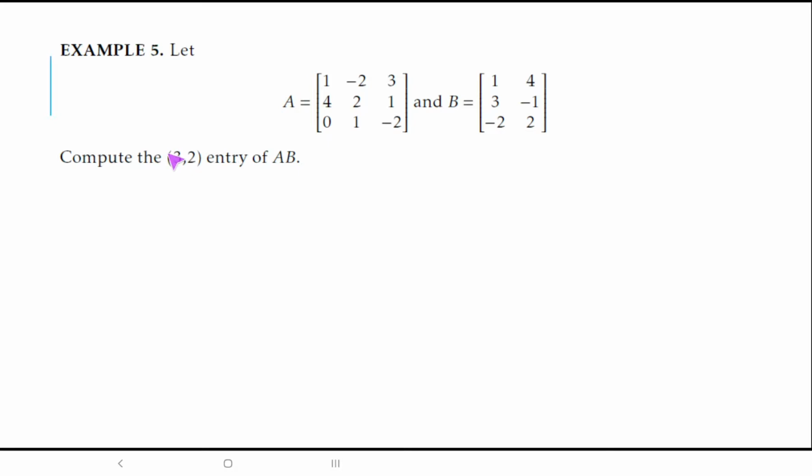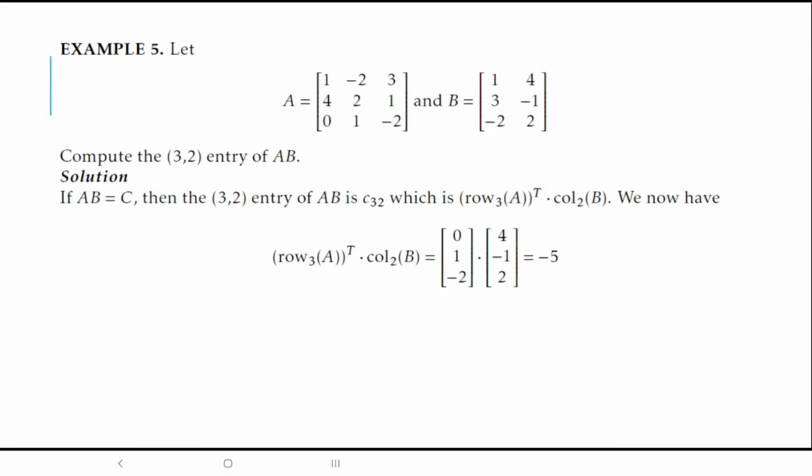So, the third row of A transpose times the second, dot product with the second column of B. This is what it will look like. So, the third row of A transpose times the second column of B, or rather the dot product. And then, when you compute this, you will get negative 5.